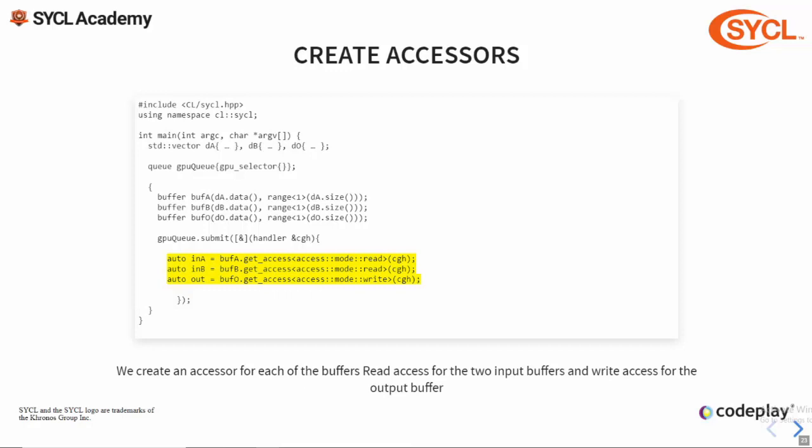To do this, we call get_access on the buffer objects providing the handler to create the association between the accessors and the command group. For the two input accessors, we specify the access mode read. This tells the command group that we are only reading from the input buffers and it should not copy back to them. For the output accessor, we specify the access mode write. This tells the command group that we are writing to it and it should copy back.